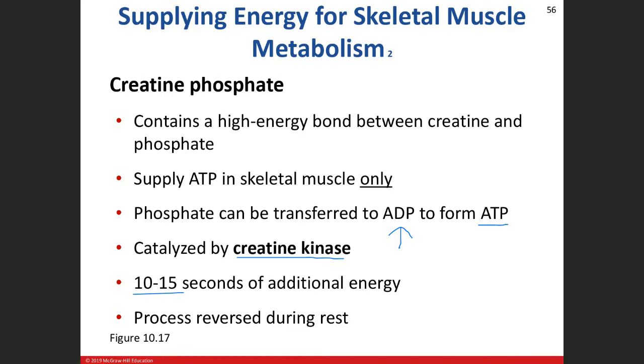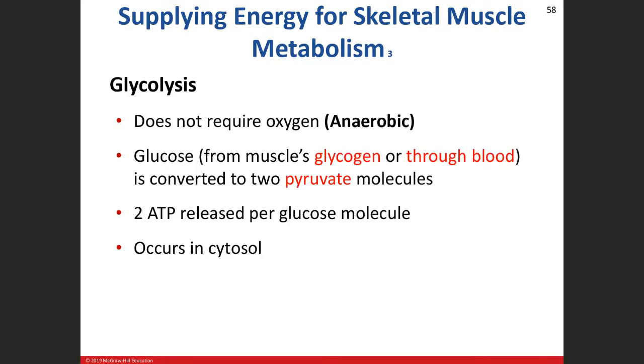All right, so the second way that we can generate ATP in the body is glycolysis. Okay? Glycolysis is essentially the breaking down of a glucose molecule. Right? It does not require oxygen, so therefore it is what we call anaerobic. Okay? The long story short is glucose gets converted into two pyruvate molecules.